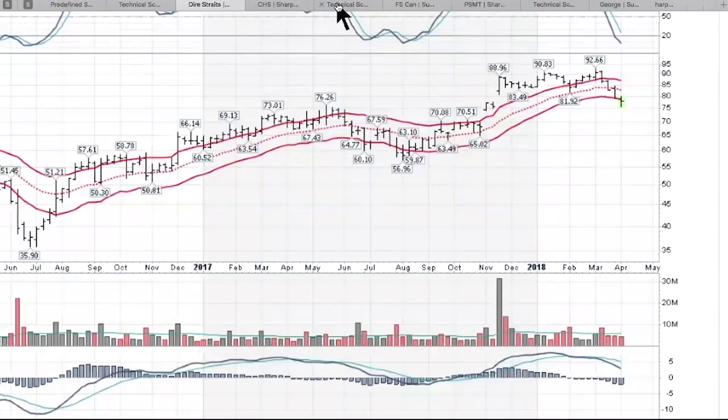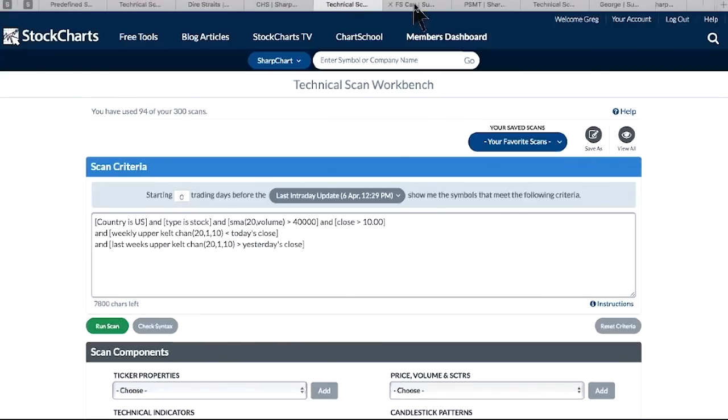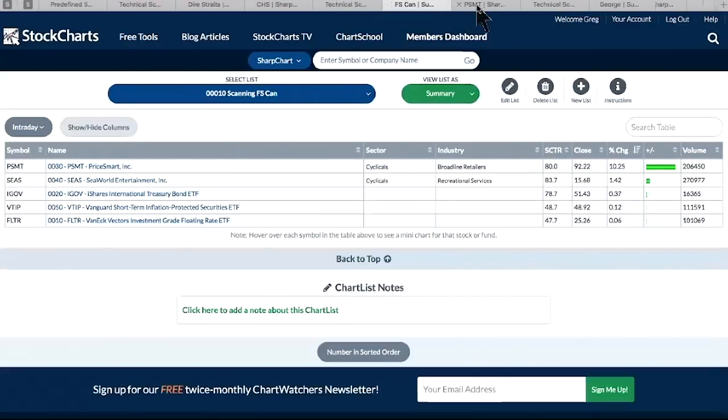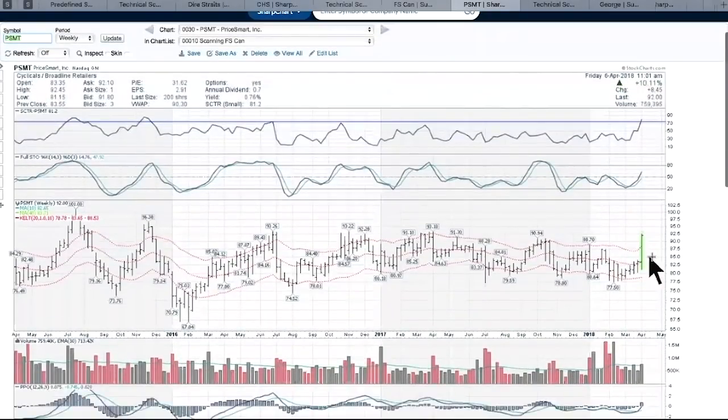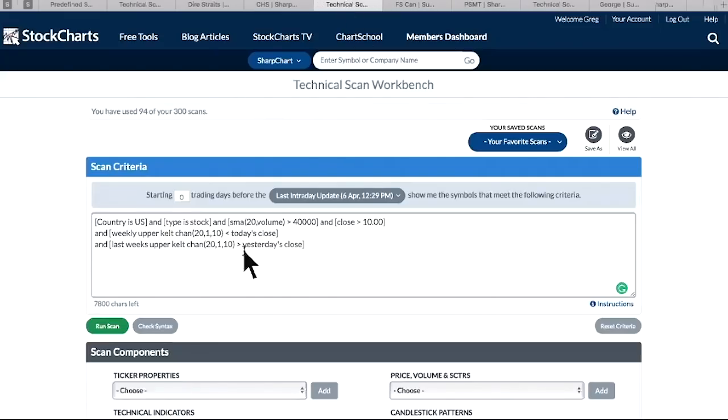Now let's go and look. I'm going to show you the difference in the structure. So here what we've done is we've done a Keltner channel, and we're looking for a breakout to the upside. And again, weekly chart, 3-year period. And what the difference is on the technical scan is we've just changed it to be exactly the opposite.